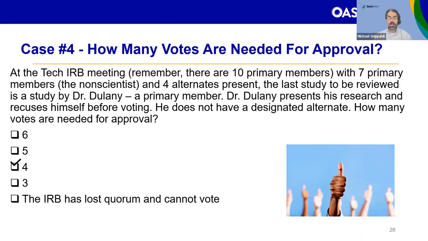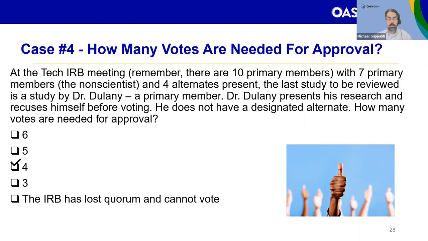So we have a lot going on here, as I mentioned. The first question that we should be asking is if we have quorum. Quorum requires the majority of the primary members and the non-scientists to be present. So as we determined in the previous case, case number 3, 10 divided by 2 equals 5. 5 plus 1 is 6. So we need 6 members, with one of those being the non-scientist, Father Ignatius. Here we had 7 members, but with Dr. Delaney's recusal, we're left with 6 members. So we still have quorum met, right?